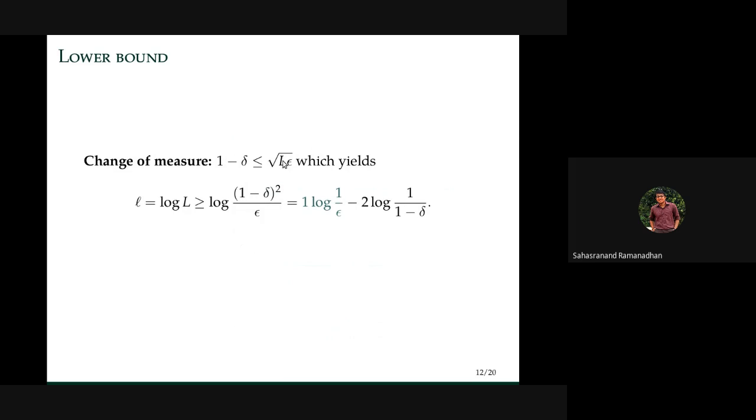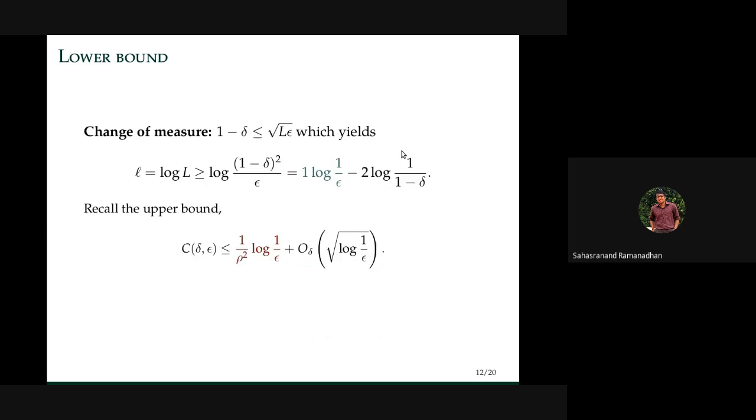Recall that this capital L is nothing but 2 to the little l. So little l has to be greater than or equal to this quantity here. I have written it in this form because we are interested in the dependence on epsilon. Now recall the upper bound, which said the communication is less than or equal to 1 by rho square times log 1 over epsilon. But our lower bound says 1 times log 1 over epsilon.